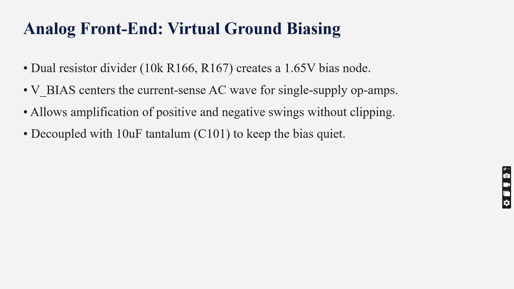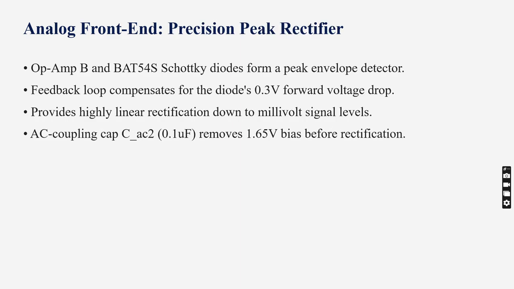Because the preamplifier operates on a single 3.3 volt supply, it cannot process negative AC voltage. To resolve this, a resistor divider creates a stable 1.65 volt virtual ground node labeled as V bias. By referring this preamplifier to V bias, the entire current sense AC wave is offset, allowing full wave amplification without clipping. A 10 microfarad capacitor filters out high frequency noise from this reference.